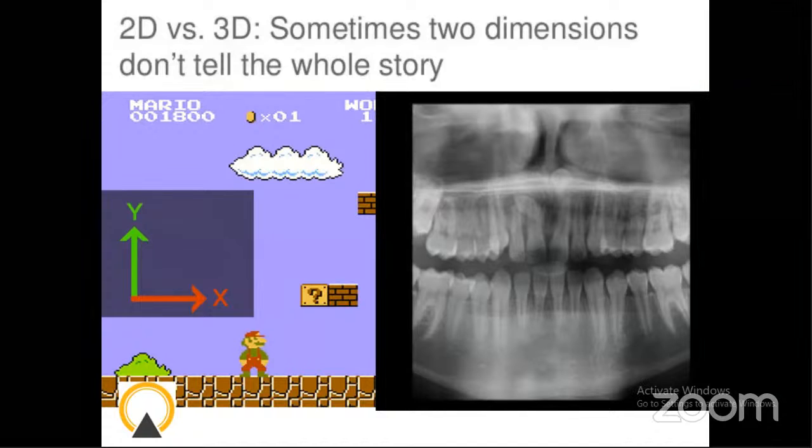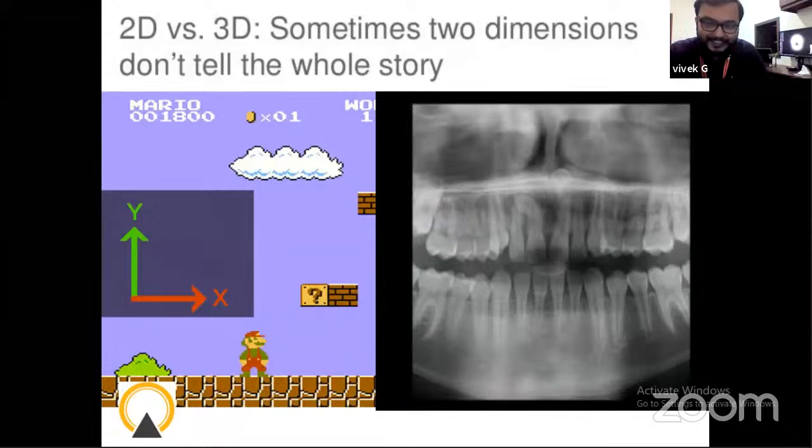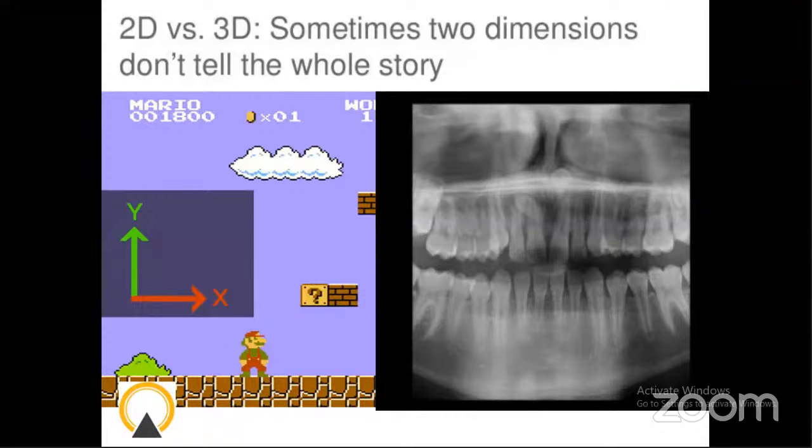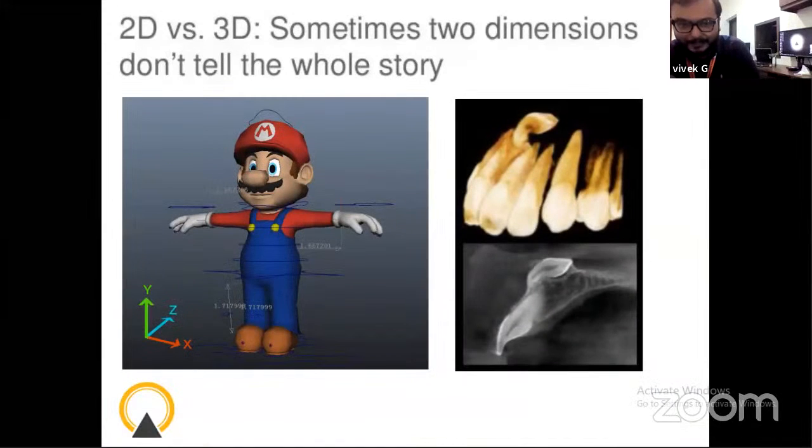No, we are still on 2D versus 3D. Okay, basically, you can see the Mario and the OPG images. Yeah, we can see that. Okay, I'll just shift it. Can you see another Mario now?